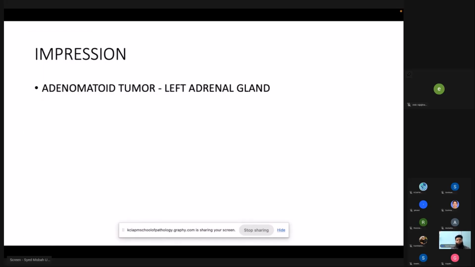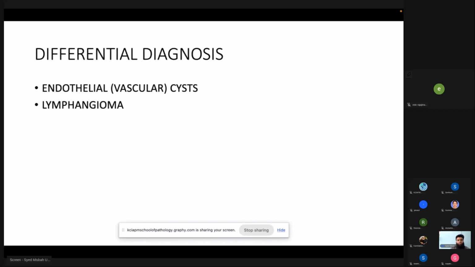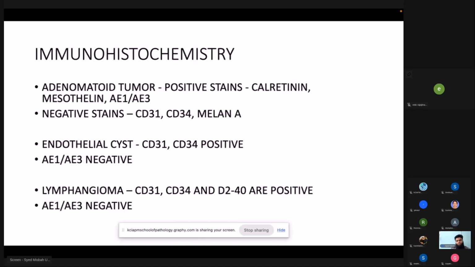We made an impression of adenomatoid tumor, the left adrenal gland. Following were the differential diagnoses, endothelial cyst and lymphangioma. And for further confirmation, you can do IHC. Adenomatoid tumors show positive stains for calretinin and mesothelin.